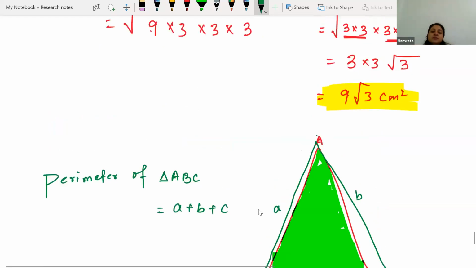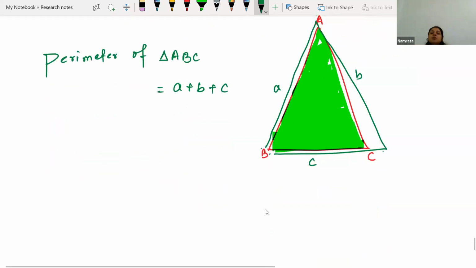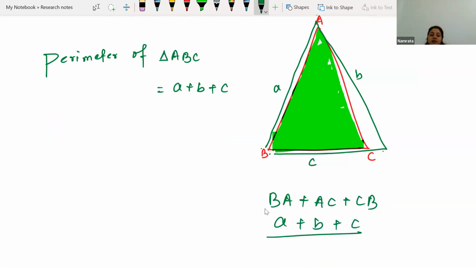First, if we started from point B, then we just moved along BA, then AC, then CB. So what exactly we are doing? We move along BA and then AC and then CB. That means A plus B plus C. And that is the formula for the perimeter of any triangle. You just have to find the sum of all the sides. Okay. Now let's take one question from here, which is related to the perimeter of the shape.